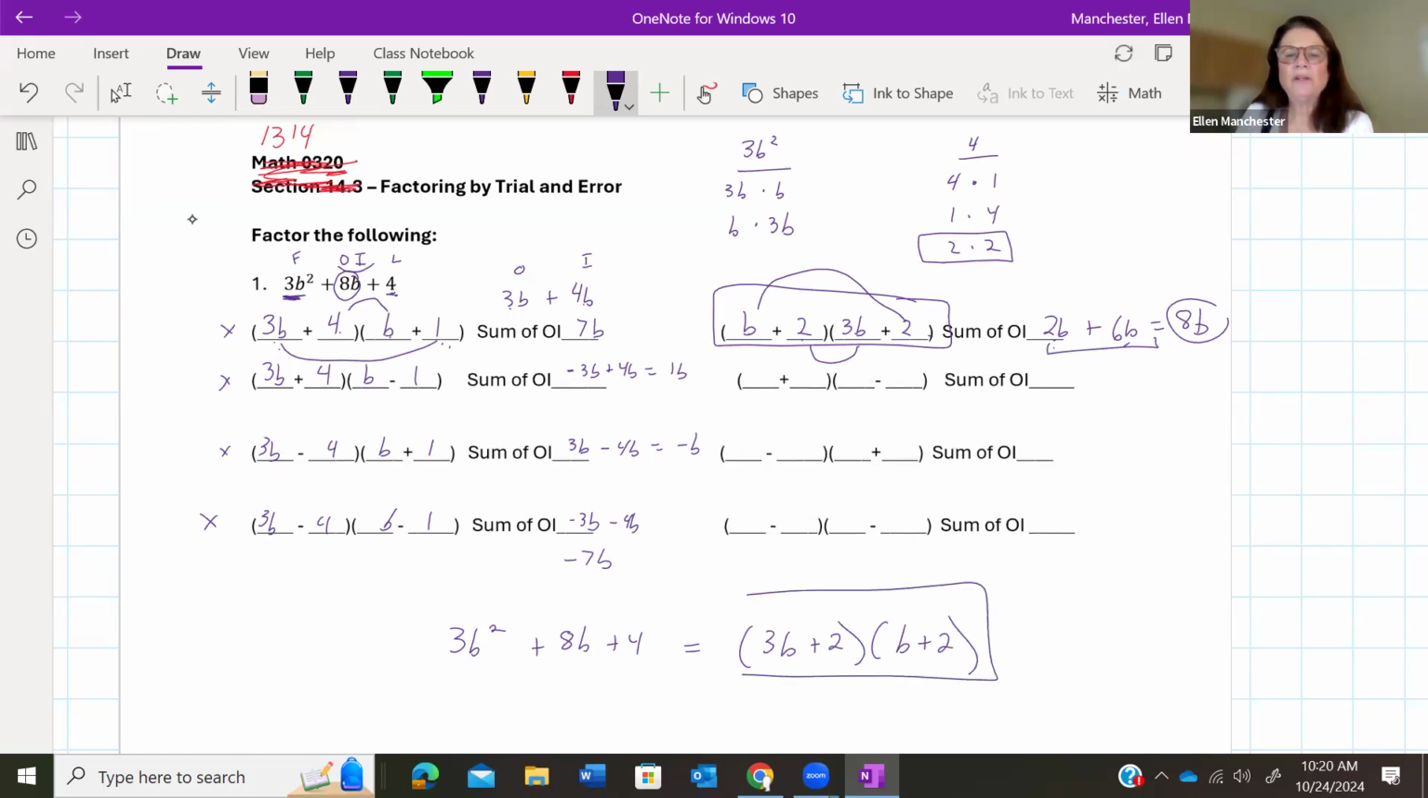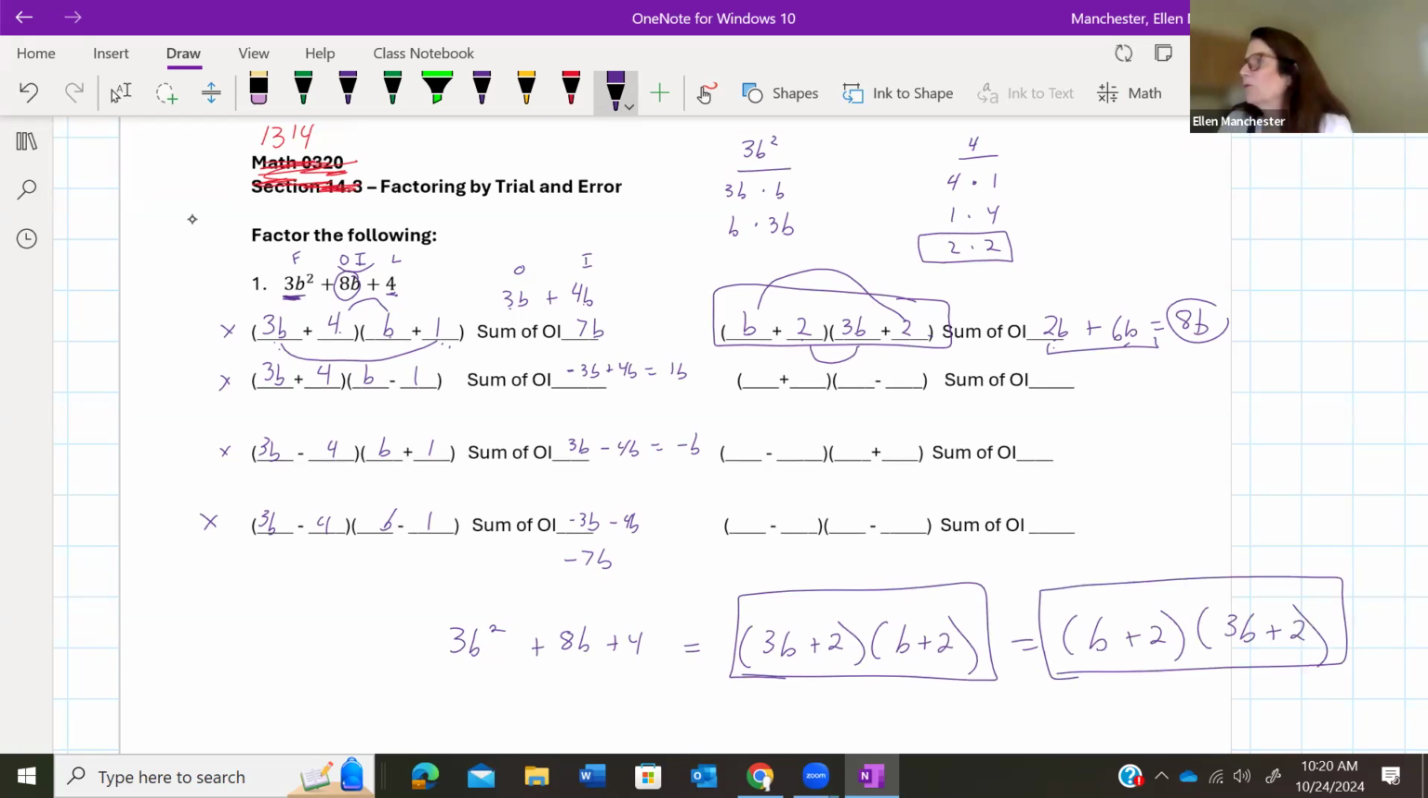So these can be written in any order. Notice I had them in an opposite order up here, but because my signs are the same, it doesn't matter. I can write it either way. They're both correct.